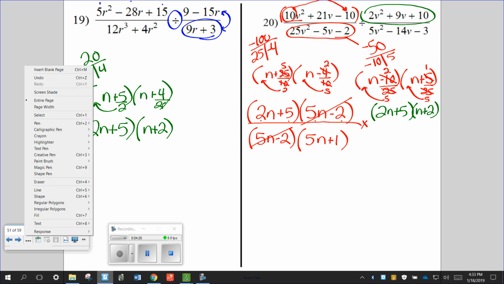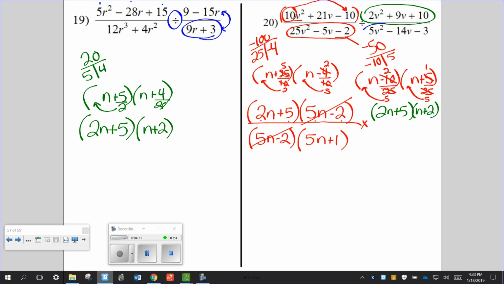And for the last one, I'll factor it in. 5v squared minus 14v minus 3. No common factors. What do? 5 times negative 3, negative 15. Factors of negative 15 then that add up to the middle term, negative 14. I bet that's going to be negative 15 and positive 1. So n minus 15 times n plus 1.